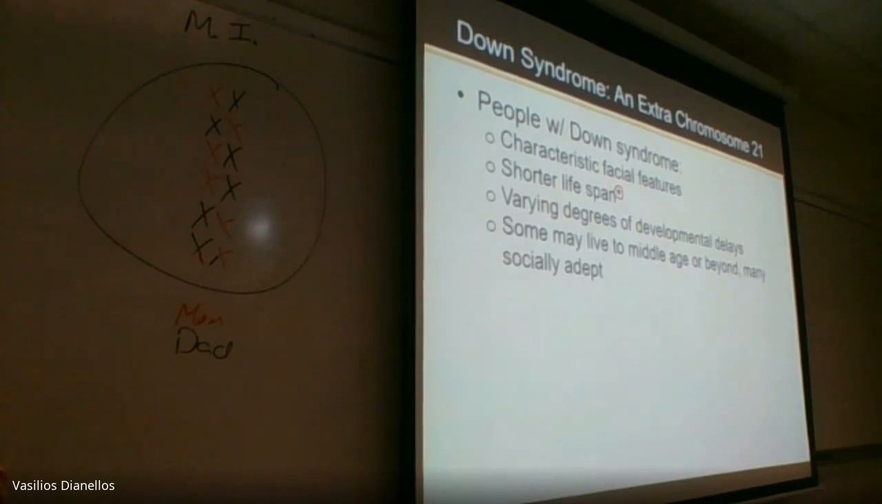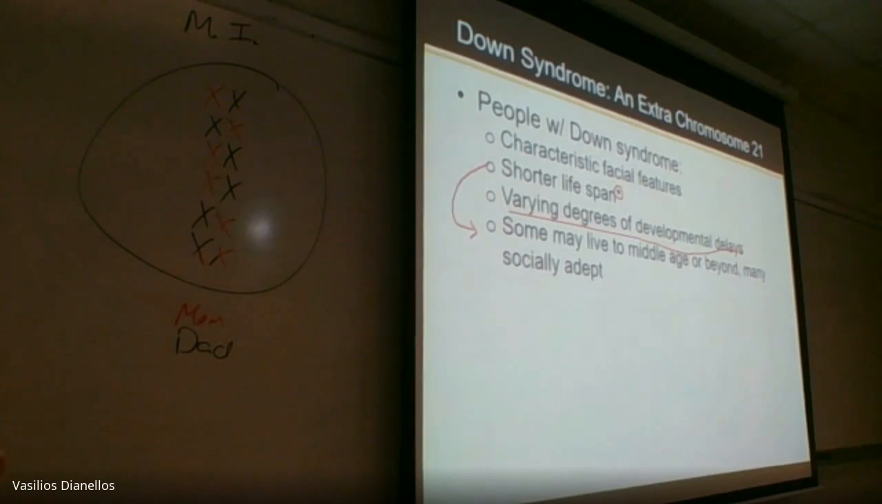Anyway, Down syndrome is not like a one-size-fits-all thing. There's varying degrees of developmental delays. Like some are more affected than others. Some people with Down syndrome may live to middle age or beyond, and many of them are socially adept. This is all from your textbook, so I included it, but I'm not going to test you on any of this.